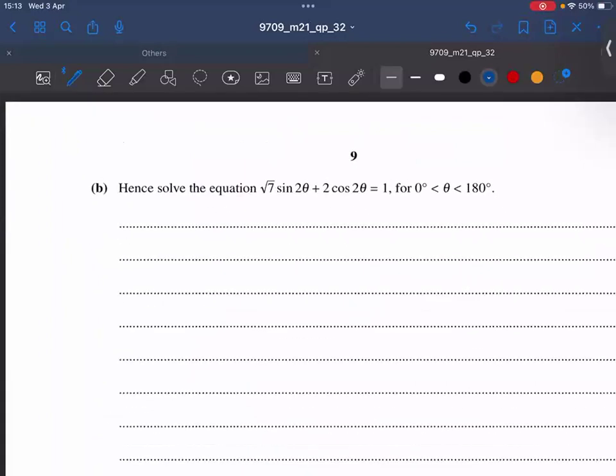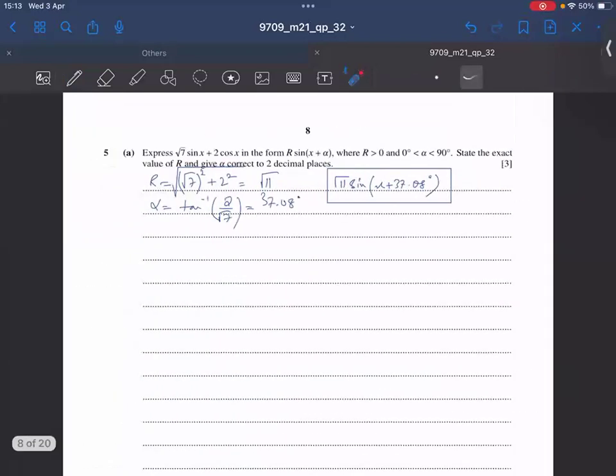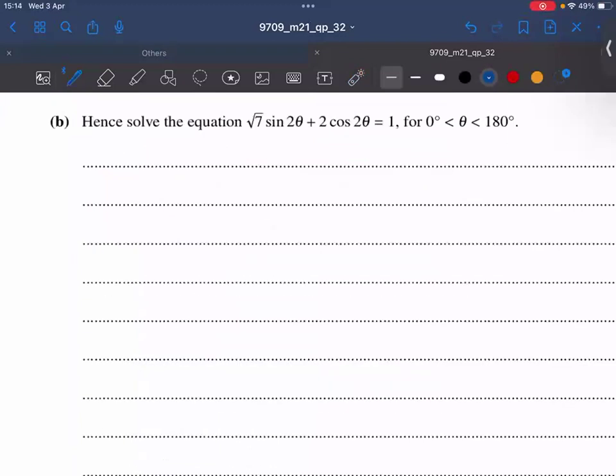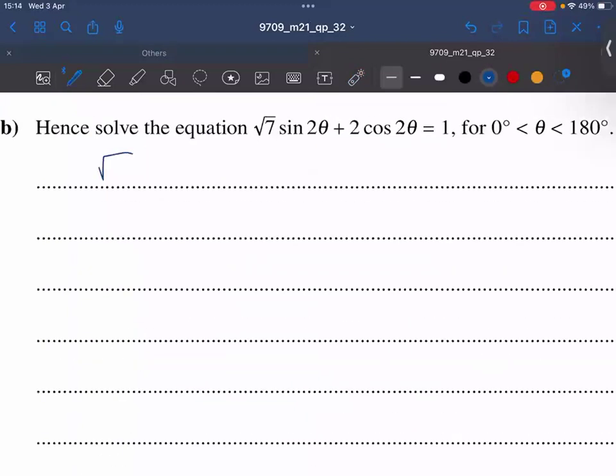All right. So now we have the same equation, except for we have in place of x we have 2 theta. So we can replace this expression with square root of 11.